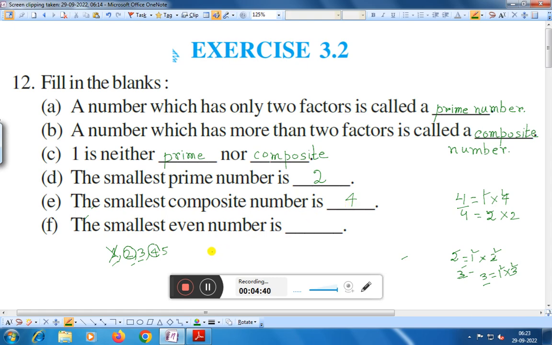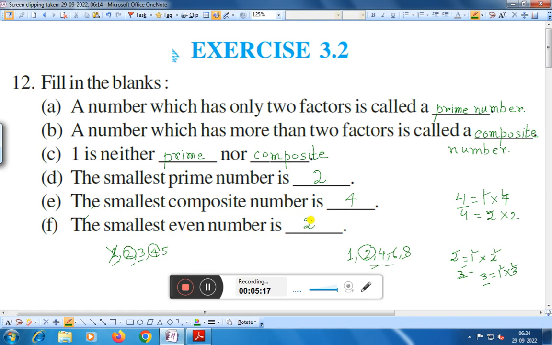And the next one, the smallest even number. Even numbers are those numbers which are divisible by 2. For example, 2, 4, 6, 8. These are even numbers. And you see the smallest even number is, because 1 is neither composite nor prime and 2 is an even number, therefore, you can say the smallest even number is 2.